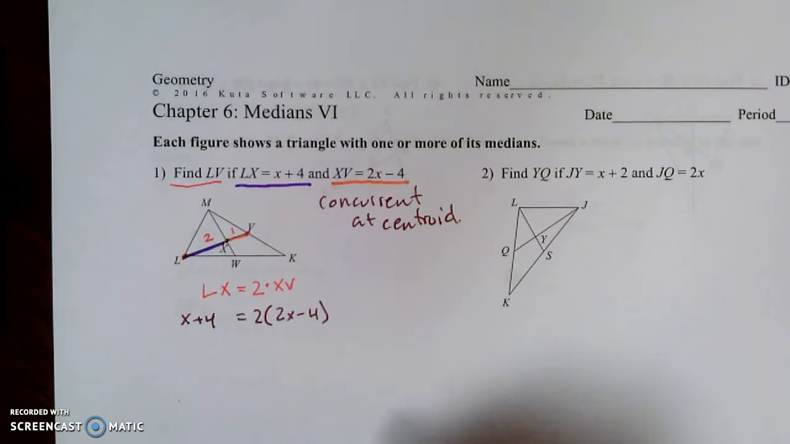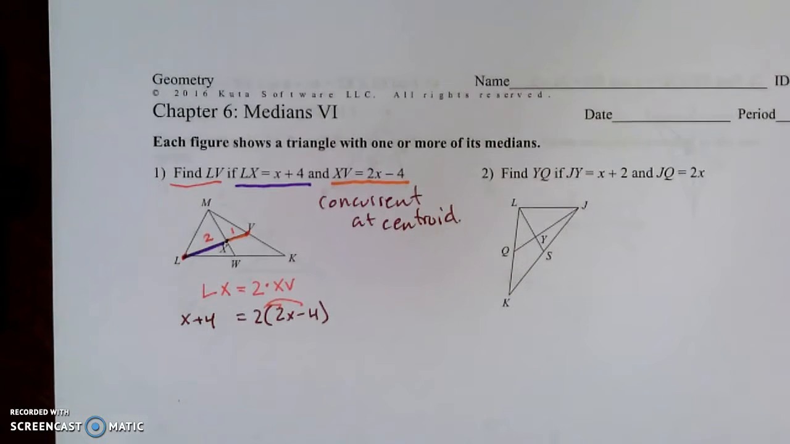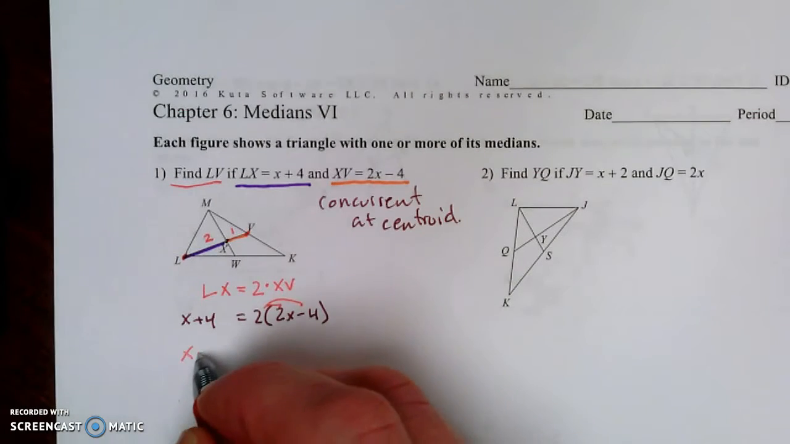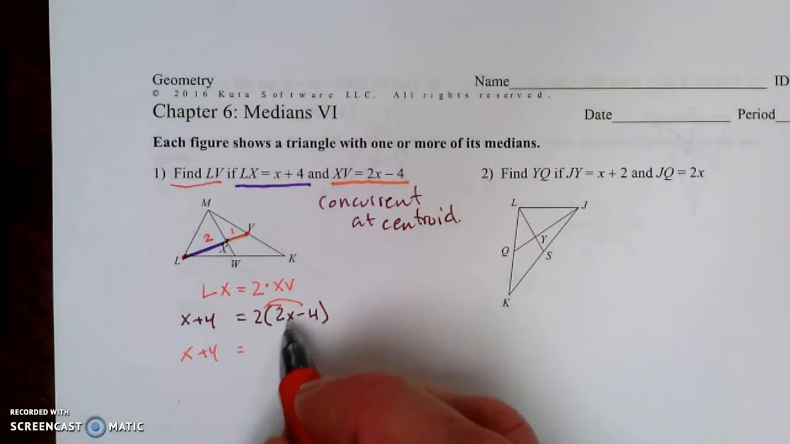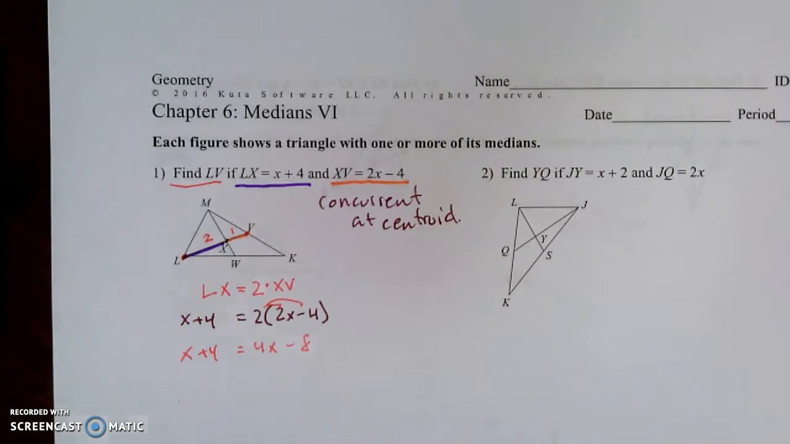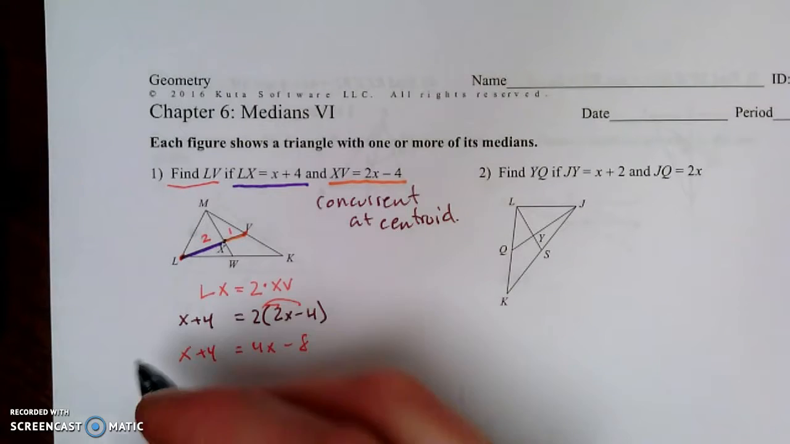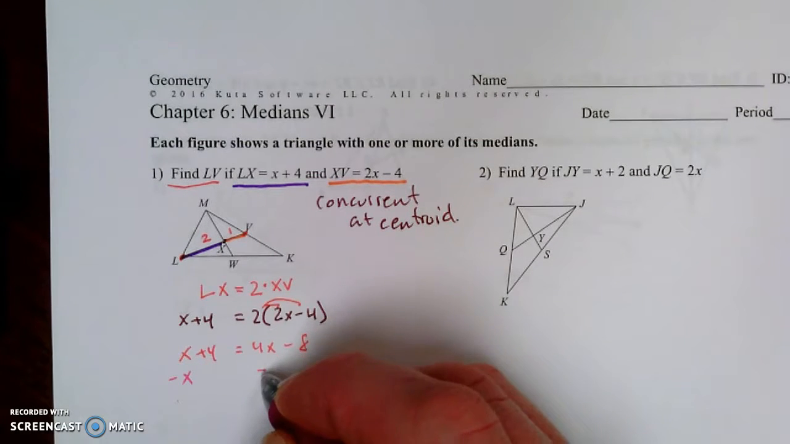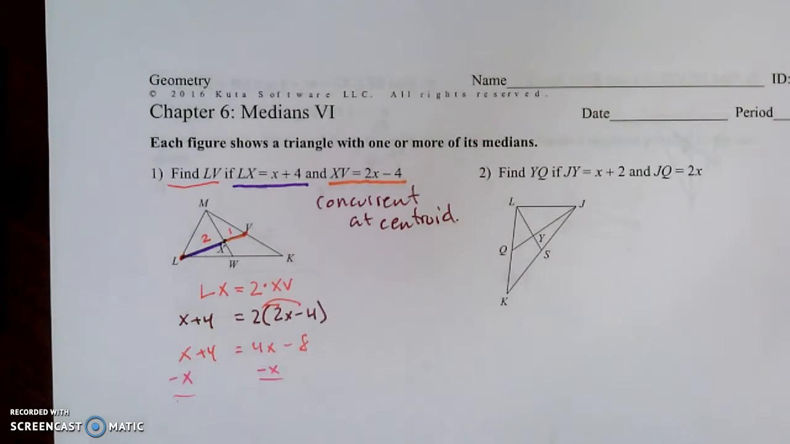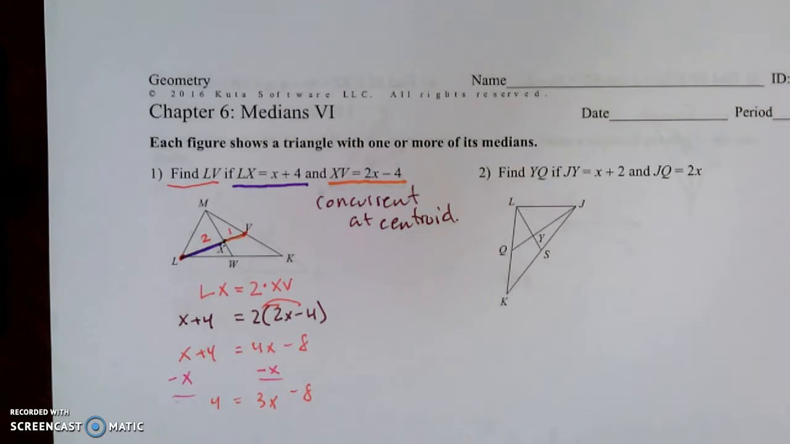Okay. So first thing we're going to do is apply some distributive property magic here. We've got x plus 4. 2 times 2x is 4x. 2 times negative 4 is negative 8. Now, we only want to have x terms on one side of the equation, so I'm going to get rid of this x over here. Of course, I have to take an x away from both sides. That's going to leave us with a 4 over here. 4x minus x is 3x, and we still have our negative 8.